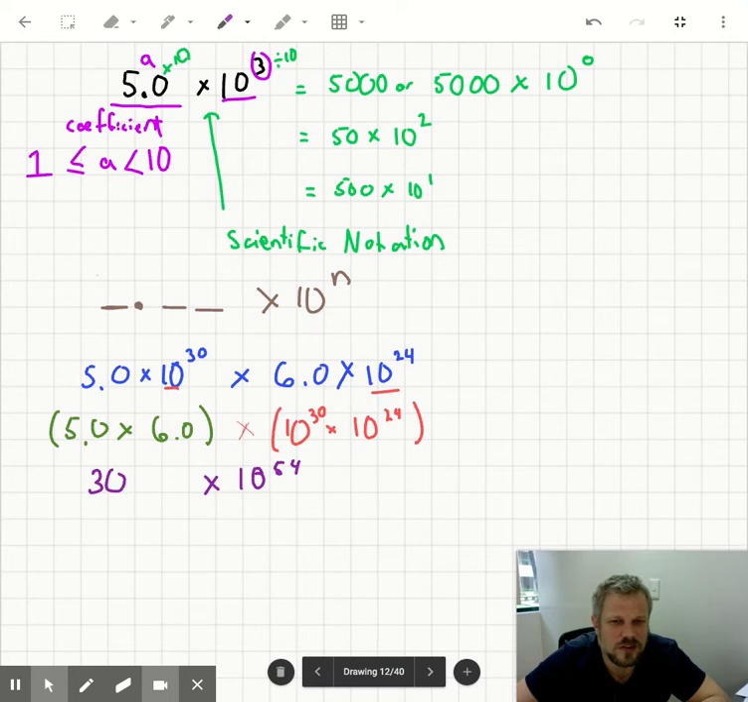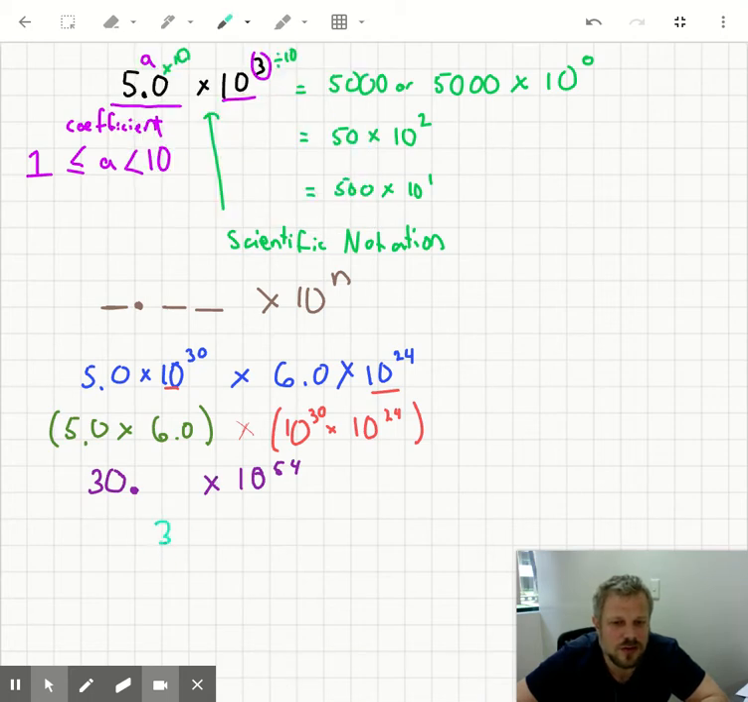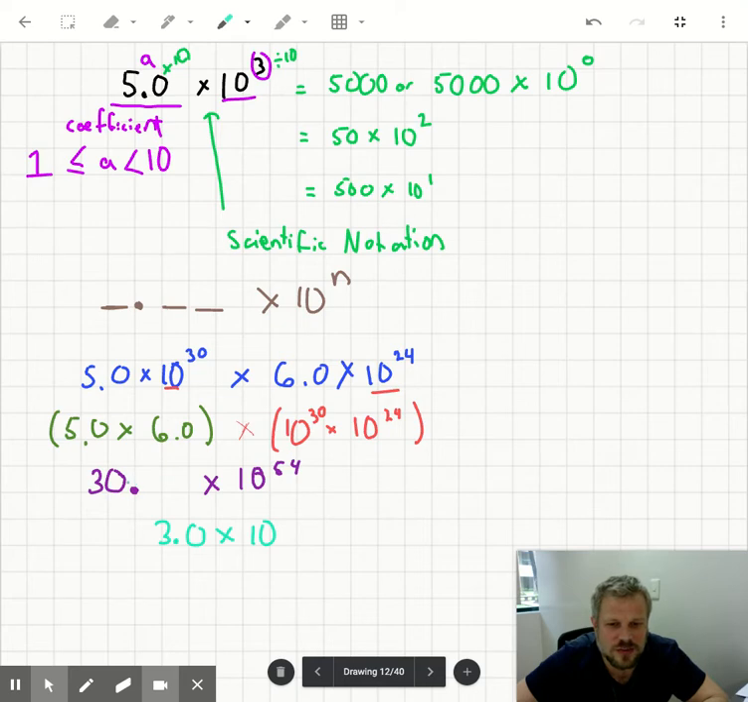Let's go back and look. Well, the decimal place would be here, right? So that needs to be adjusted. So we need to change that to, let's see, 3.0 times 10 to the, now what have I done? I've really divided here by 10. So I need to multiply to make it so that it's still equal to the same value.